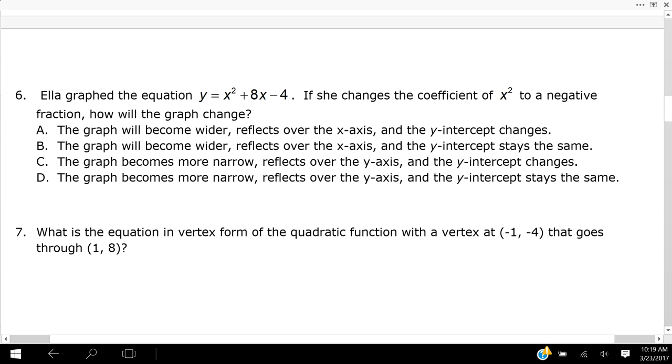Number 6 is a little tricky because it's really tempting to just say, oh, if I make x squared negative, it just flips the graph over. But it doesn't because it's not in vertex form.